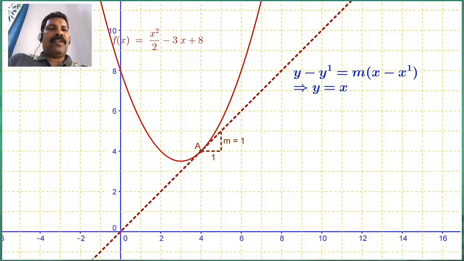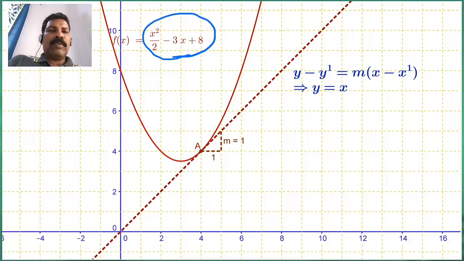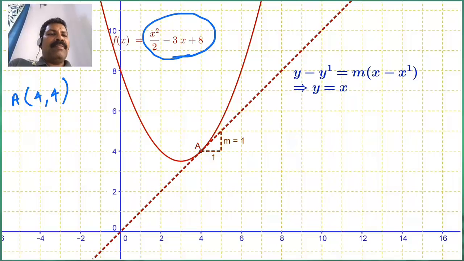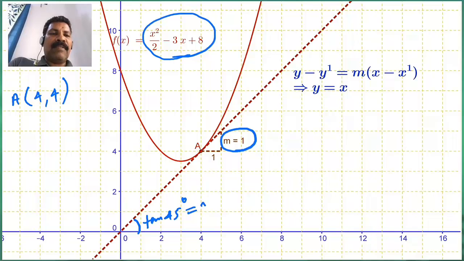See here we have drawn the graph of the given function f(x) equal to x squared by 2 minus 3x minus 8. That is a parabola. We have taken a point capital A on the parabola whose coordinates are 4, 4. Then you can see from the diagram the slope of the line, that is 1. You know in geometry also you learned it. This angle being 45 degrees, tan 45 degrees will be the slope. So you can find it somehow, but calculus can find the slope, how it is.